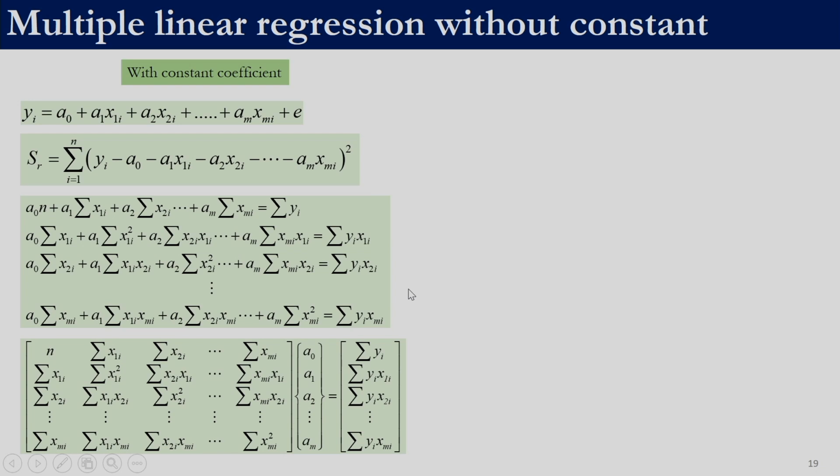Now, we will see what if the model did not have a constant coefficient. So, the model is not y is equal to a naught plus a1 x1 plus a2 x2, but my model is y is equal to a1 x1 plus a2 x2. So, let us look into that.